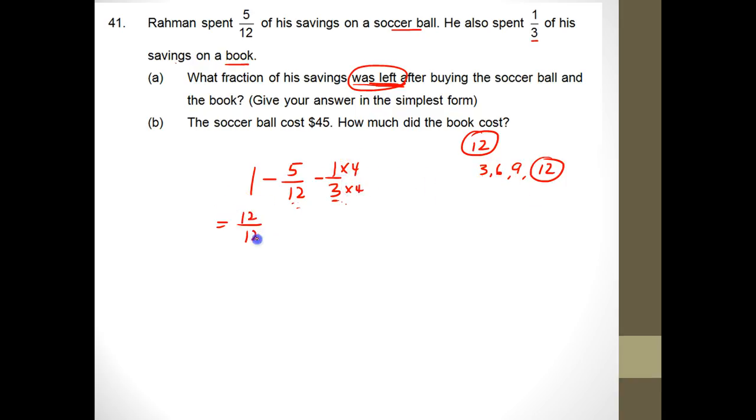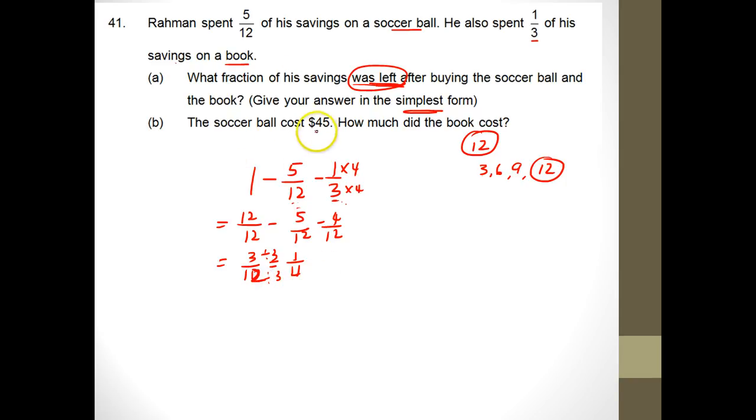So 12 minus 5, 12 minus 4, 12. My answer is 3/12. What fraction? Give your answer in simplest form. 3/12 is actually 1/4. We divide by 3, it is 1/4.